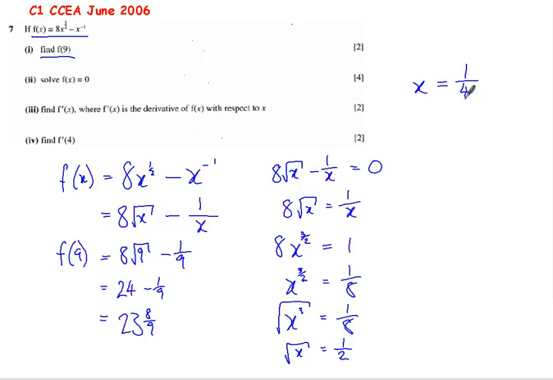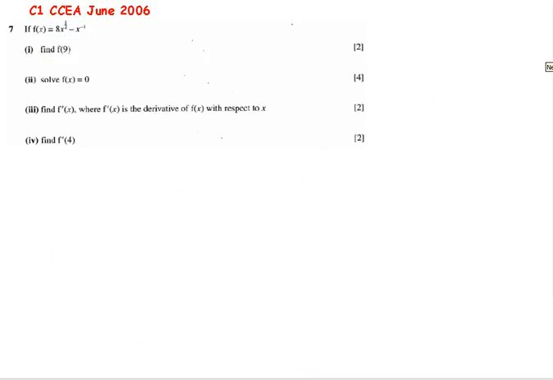Part 3 then says find f dash of x. Now f dash of x is the first derivative. So we have that f of x is equal to 8x to the power of a half minus x to the minus 1. Notice I've rewritten it in index form again, because I want to differentiate. To differentiate, we multiply through the power, reduce the power by 1. So a half times 8 is 4, x to the power of, be careful here, when you take 1 away from a half, you get minus a half.